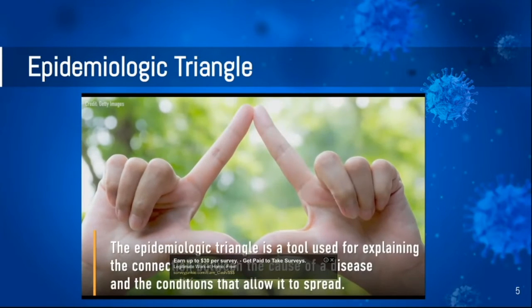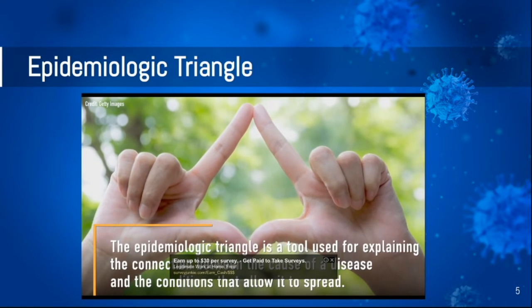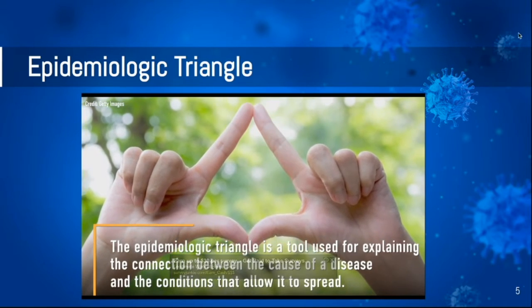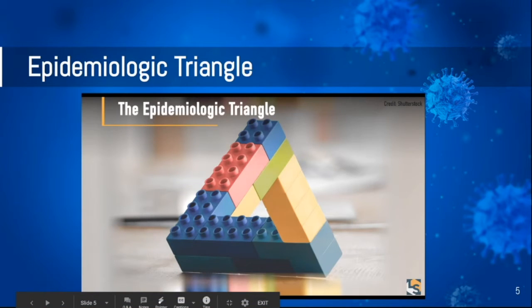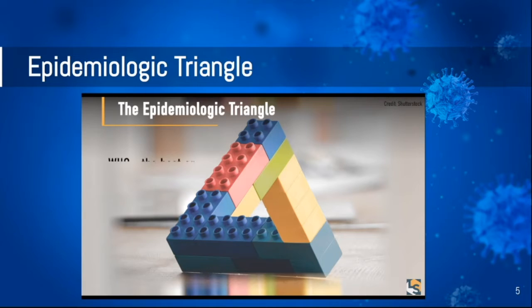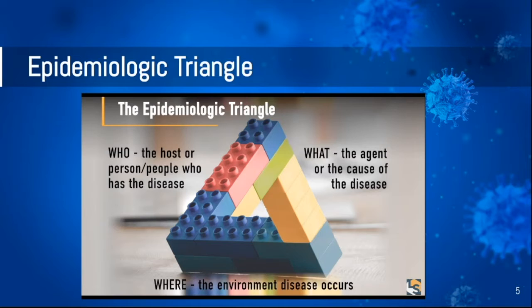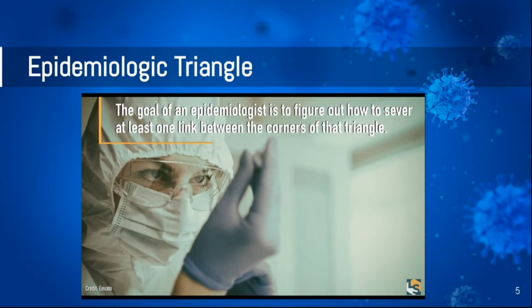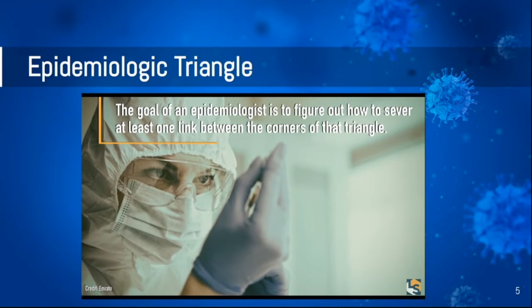The epidemiologic triangle is a tool epidemiologists use for explaining the connection between the cause of a disease and the conditions that allow it to spread. The triangle's three corners represent the who, what, and where of a disease. Who is the host, or person or people who has the disease? What is the agent or cause of the disease? And where, or in what environment, does the disease occur? The goal of an epidemiologist is to figure out how to sever at least one link between the corners of that triangle.